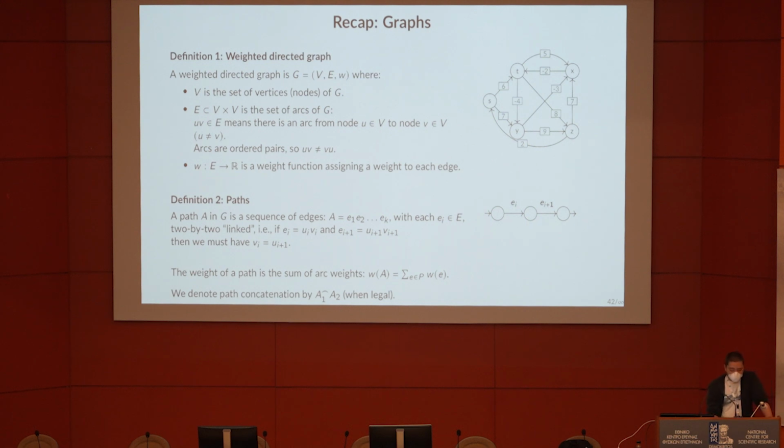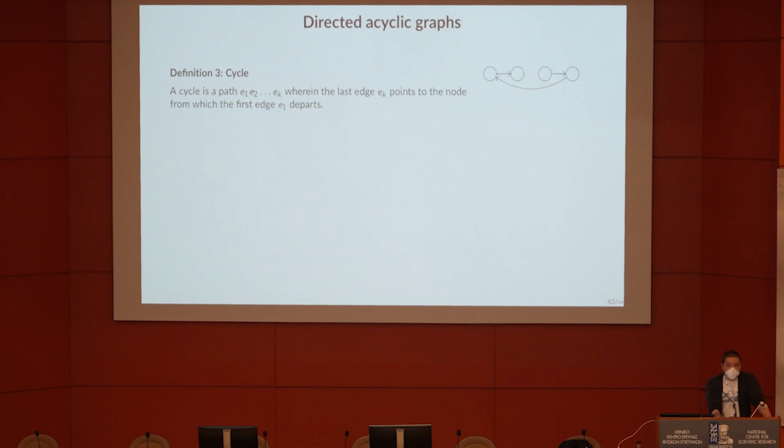So if you have this sort of path s to t to x, the weight of the path s t x is going to be 6 plus 5, in this case, 11. Okay? And we can concatenate two paths whenever this is legal. So when the first path ends and the second path starts, if that node is the same, then we can concatenate those two paths to get a longer path.